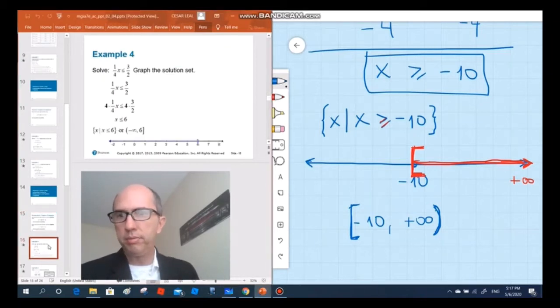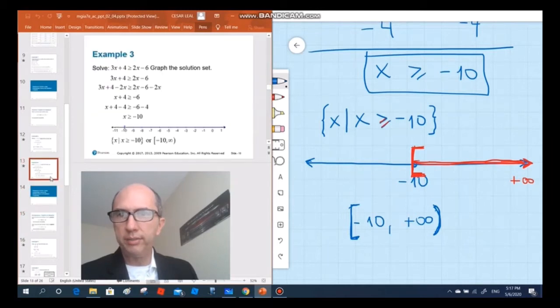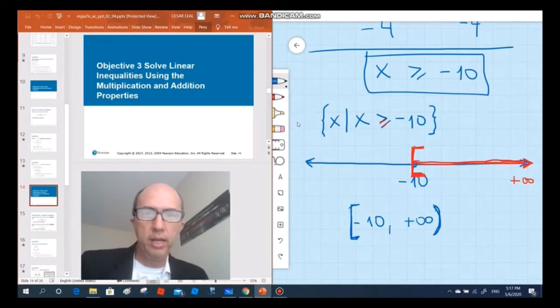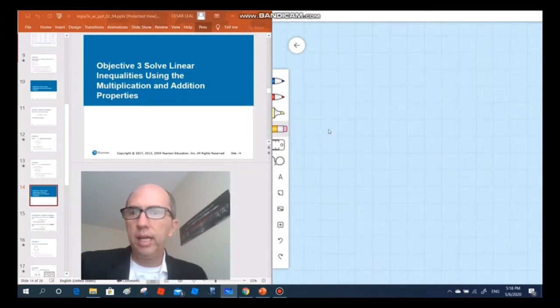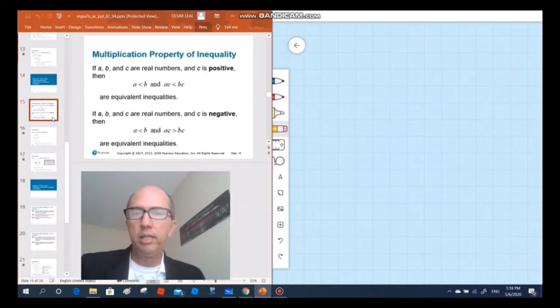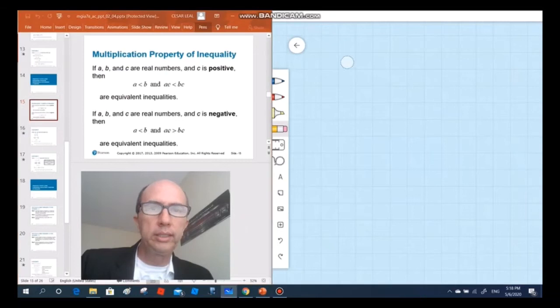Okay, let's go to another objective. Is that right? Yes. Now we're going to objective 3. Objective 3, solve linear inequalities using the multiplication and addition property. Now we're going to use both multiplication and addition property to solve linear inequalities. And the same thing we've done on equations, we're going to do on inequalities.